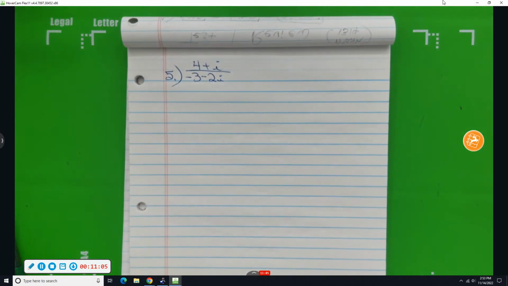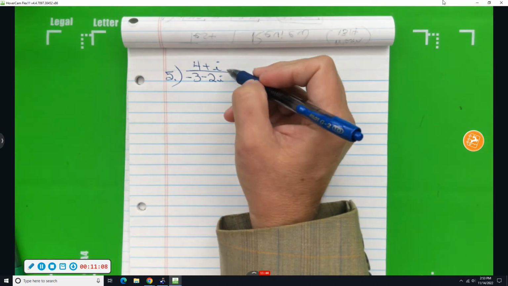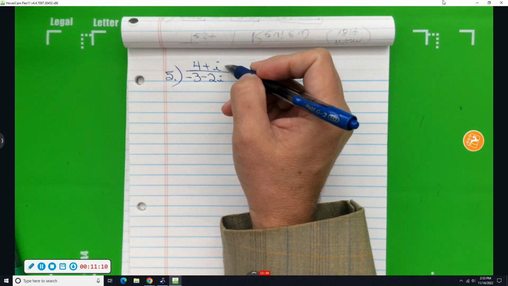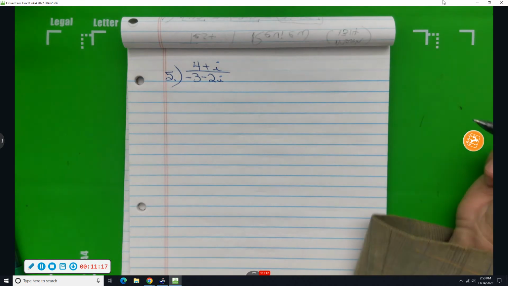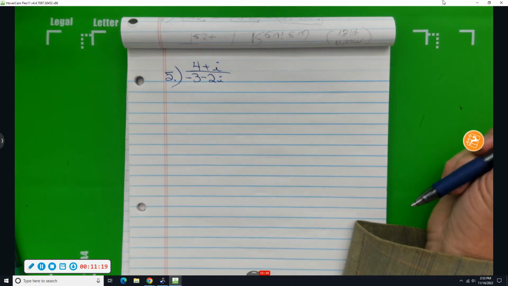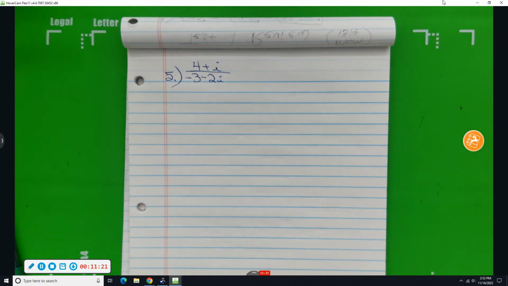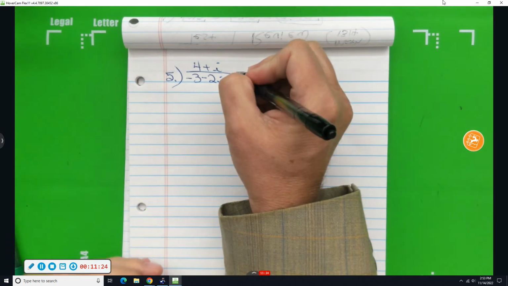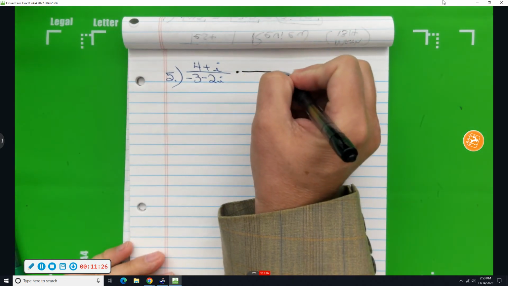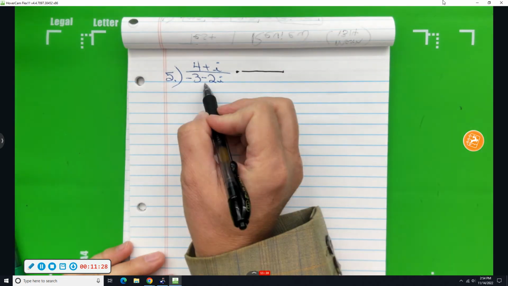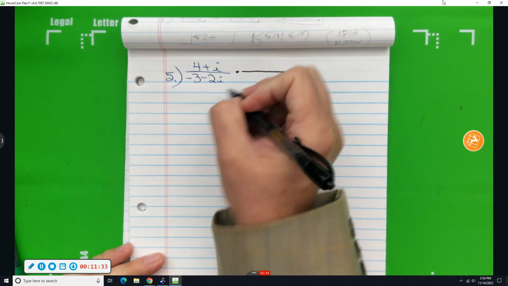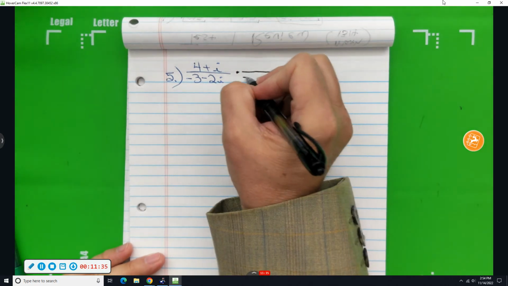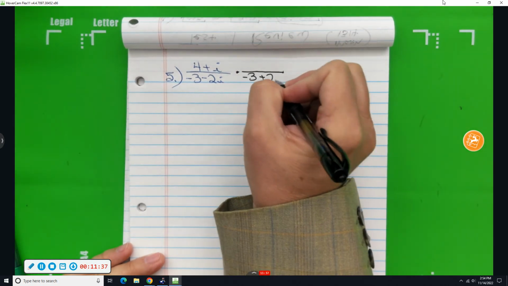This is the complex number 4 plus i being divided by the complex number negative 3 minus 2i. Remember, our goal is to have no i's in the denominator, so the trick is to multiply above and below by the conjugate of the denominator. That means just change that connecting sign. So instead of negative 3 minus 2i, we're going to have negative 3 plus 2i.